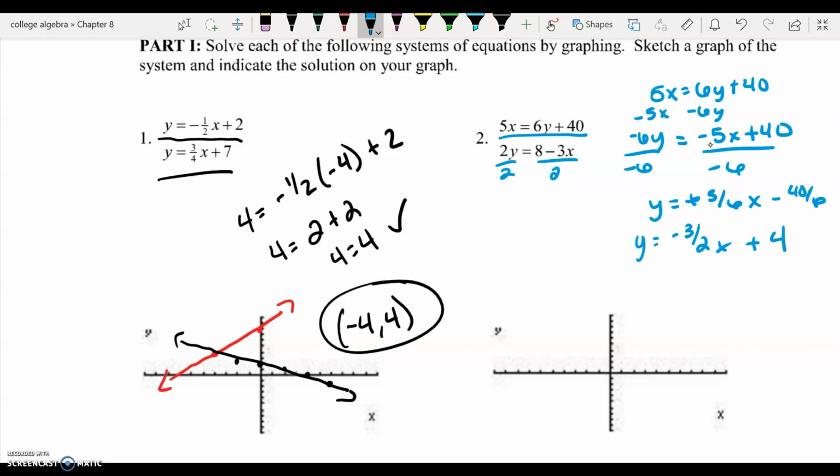Again, you can graph these. However, you can also use elimination or substitution. And this one, graphing kind of gives you a weird answer, so it's best to use elimination or substitution. When you solve it, you get decimals, which is kind of hard to graph. So don't forget that those are still options. So I'm not even going to graph number 2.